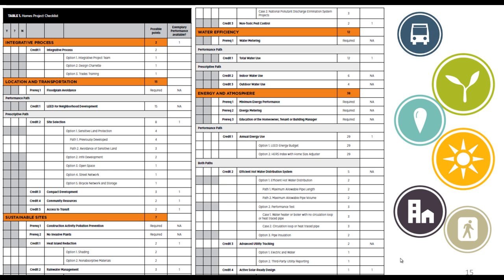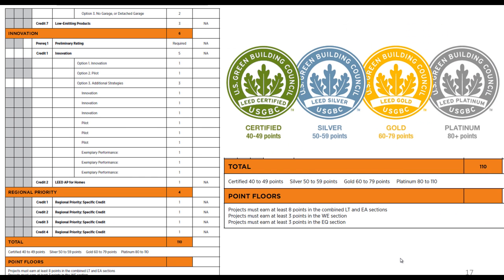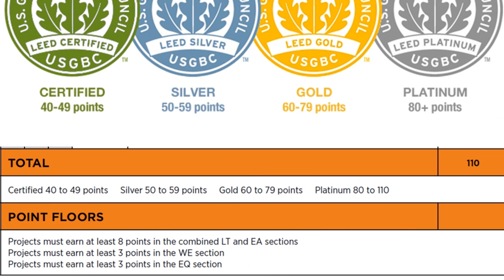This is Table 1 for the Home Project Checklist. The total points for the LEED for Homes Project Checklist is 110. If you get 40 to 49 points, you will be certified. 50 to 59 points, you will have silver. 60 to 79 points, you will get gold. And 80 to 110 is the platinum award.